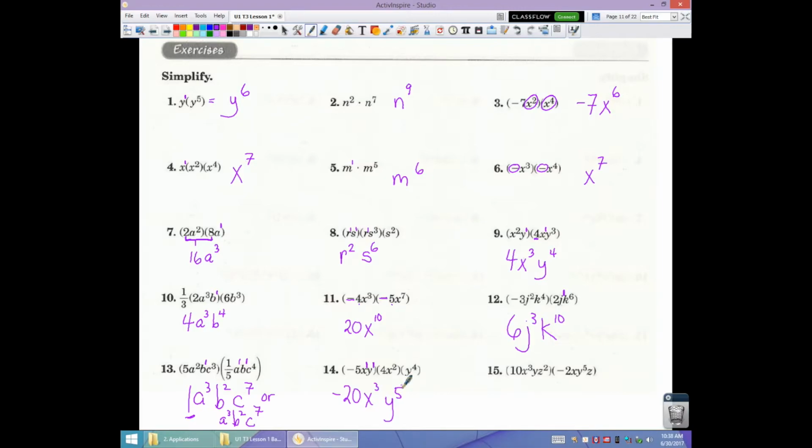And the last one here on this page, number 15, 10 times negative 2 is negative 20. X to the third times x is x to the fourth. Y to the first times y to the fifth would become y to the sixth. Z squared times z to the first is z to the third.